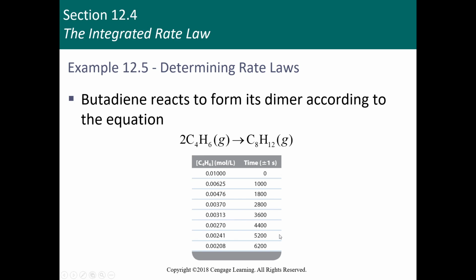The half-life is inversely related to your concentration. And so, when your concentration goes down, your half-life gets longer and longer and longer in a second order reaction. And so you can, by reading this table, determine whether it's first, second, or zero order.